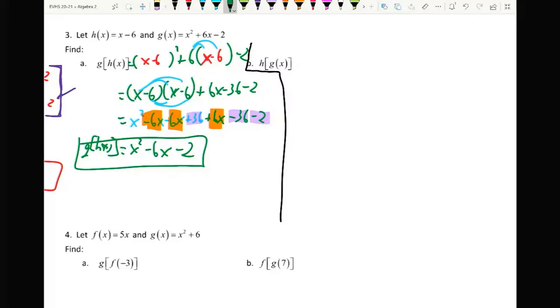So the best advice I can give you for all this is just be very, very careful and meticulous. Don't drop any terms or make any small algebra mistakes. Okay, now we're doing h of g of x. So we've got h is x minus 6. Now g of x is x squared plus 6x minus 2. Wow, after all that, this one is actually pretty easy because it's just h of g of x. There's nothing to do here except combine my like terms. x squared plus 6x minus 8.